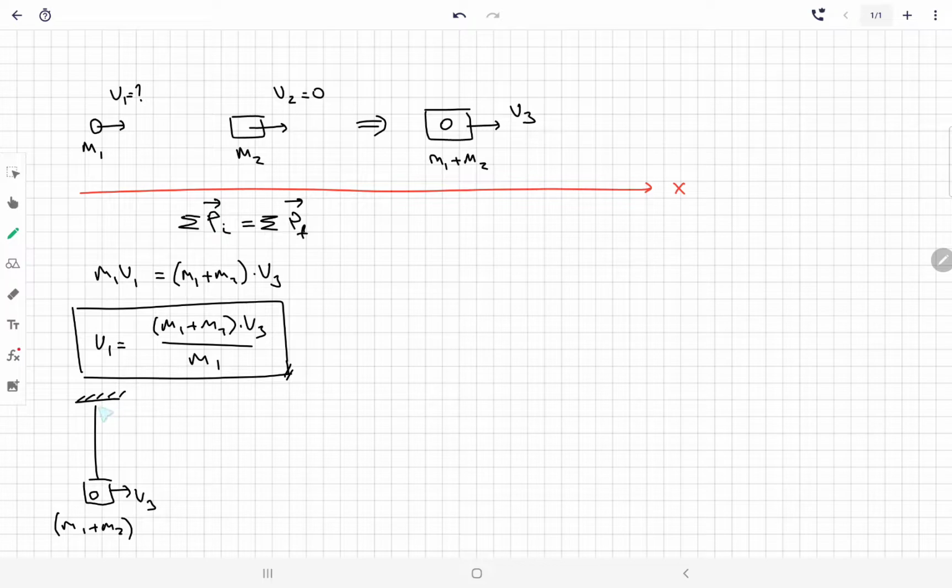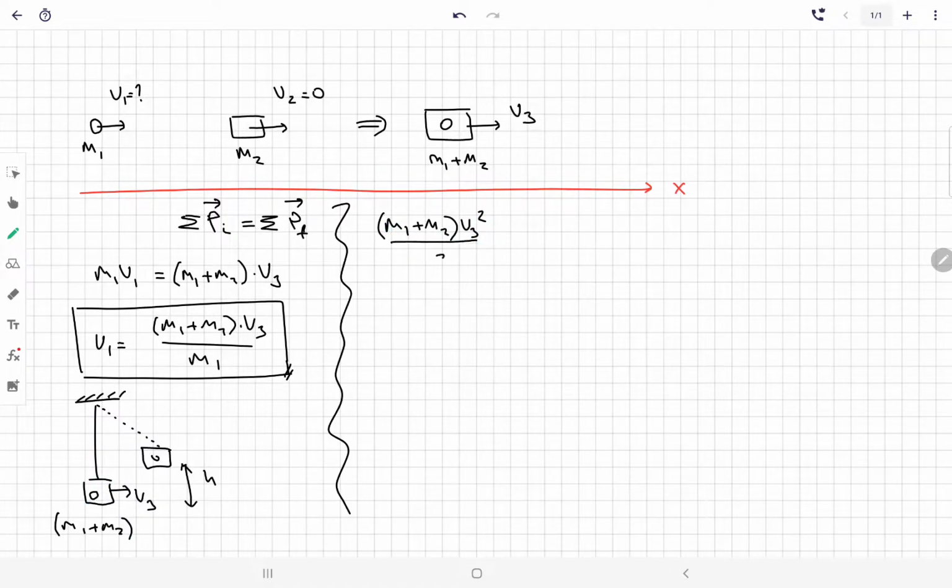Due to this velocity, this object will rise to a certain height. And this height is given for us. It's 5 centimeters. So this part is conservation of energy. Initially, this system has kinetic energy: (M1 plus M2), the total mass, times V3 squared over 2. This is the initial kinetic energy. And because of this kinetic energy, it will rise to a certain height and it will stop. It will be its maximum height.